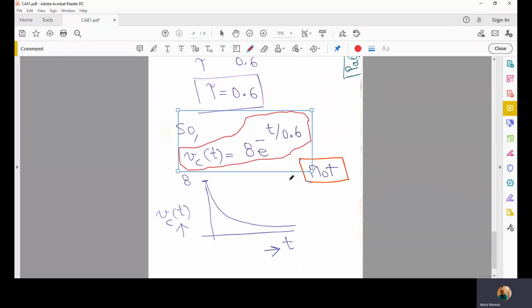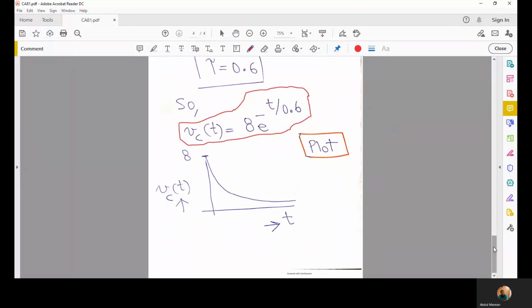This is a decreasing exponential. We already know that. It is plotted like this. We have already used MS Excel to plot these functions in our earlier lectures. And that's all for this lecture.